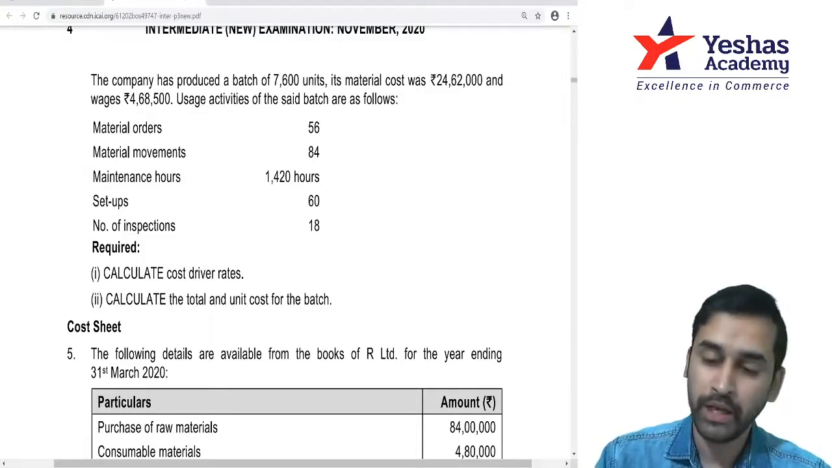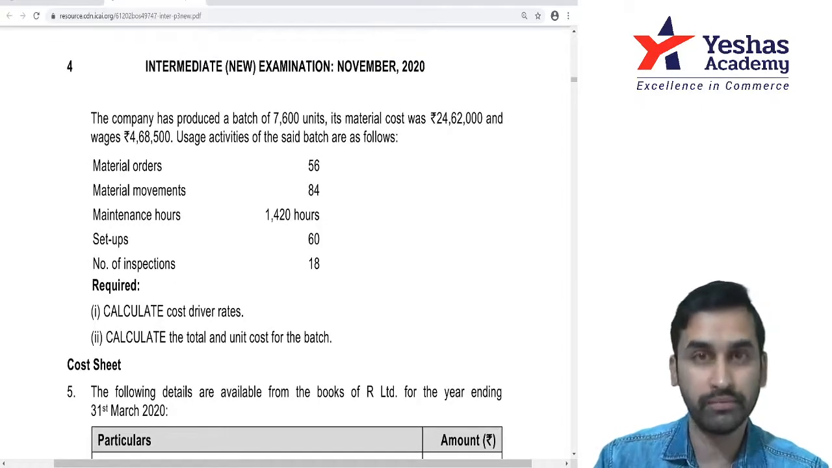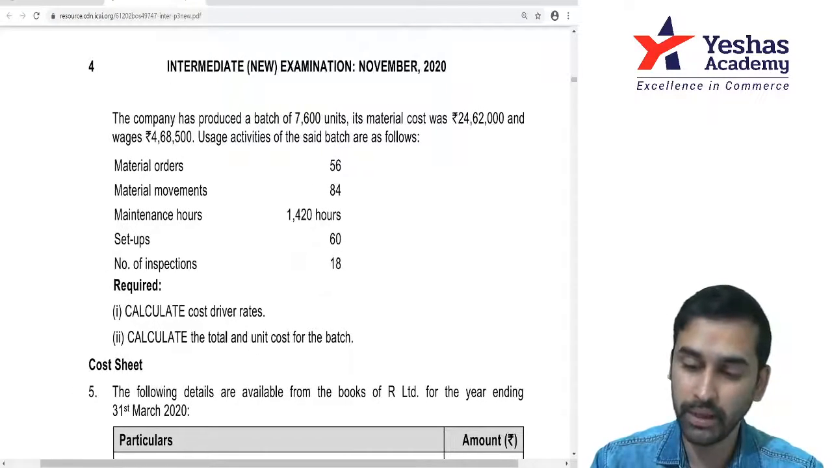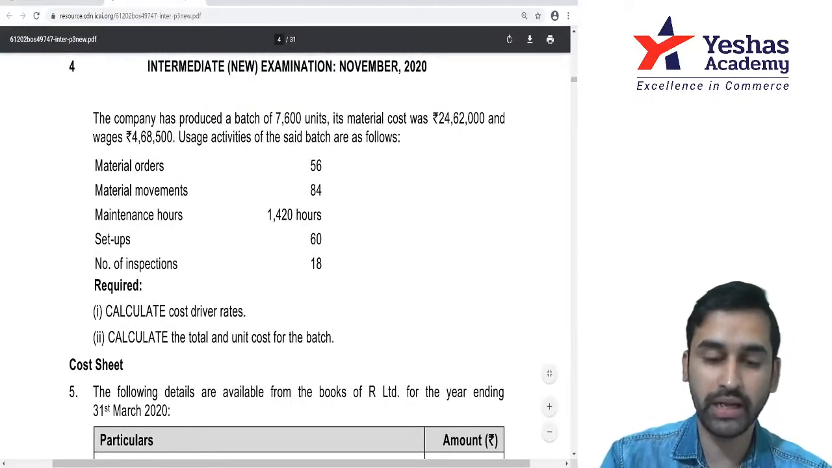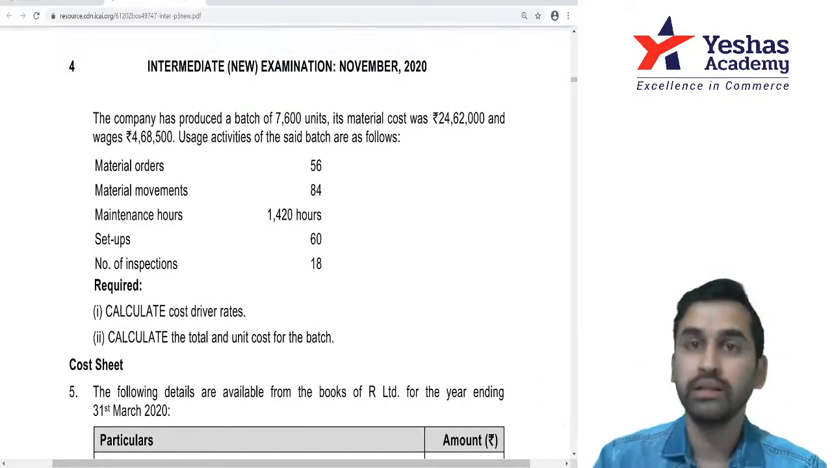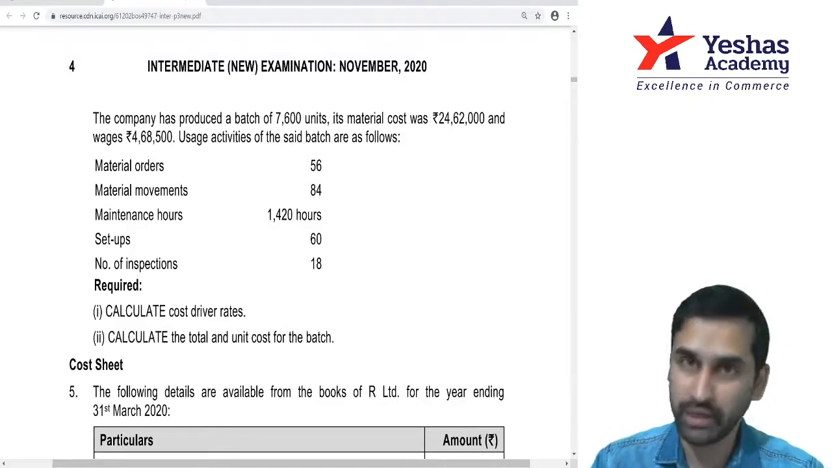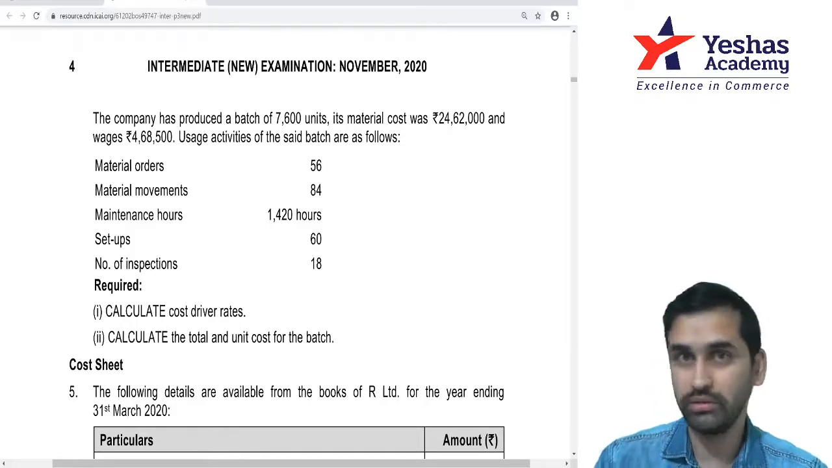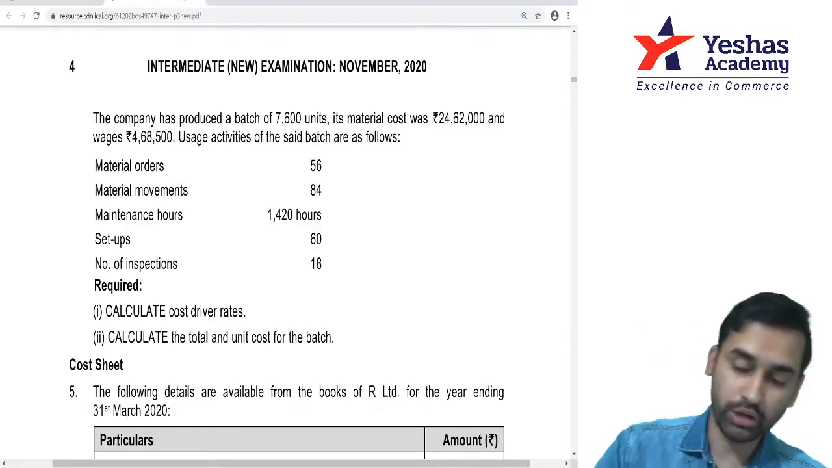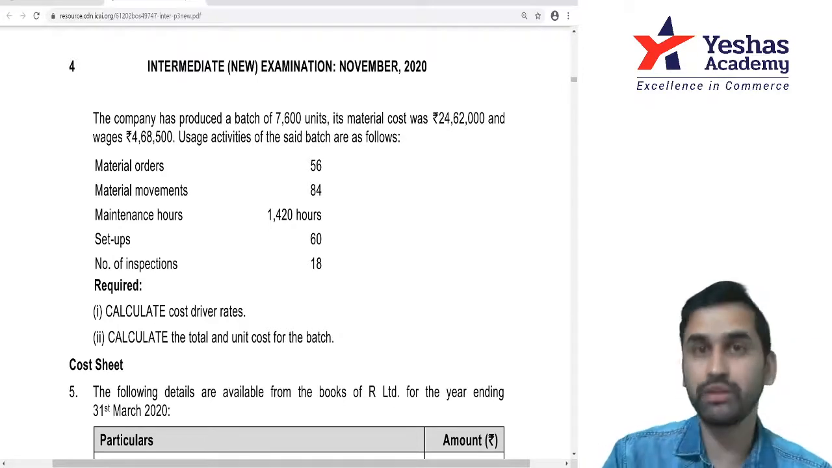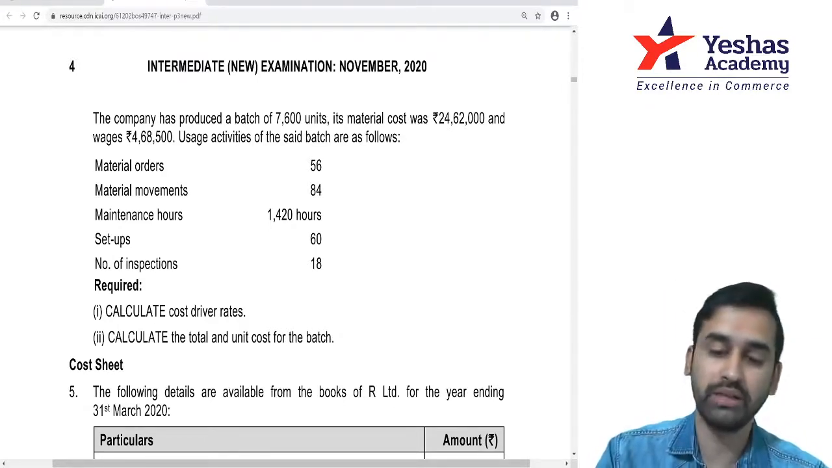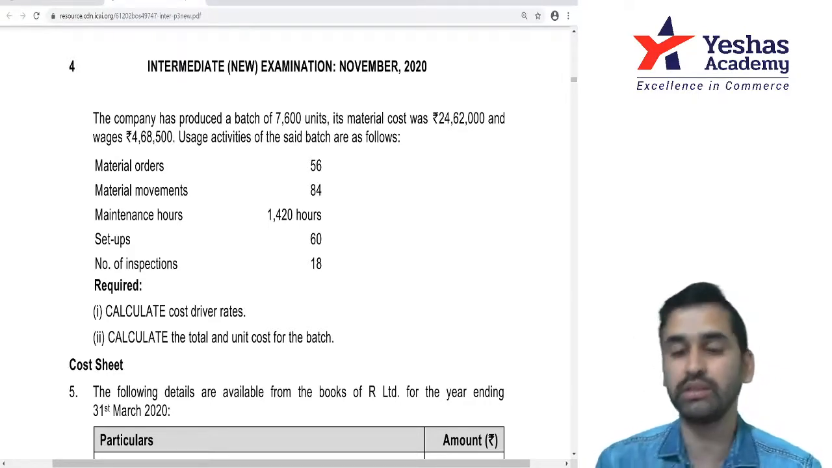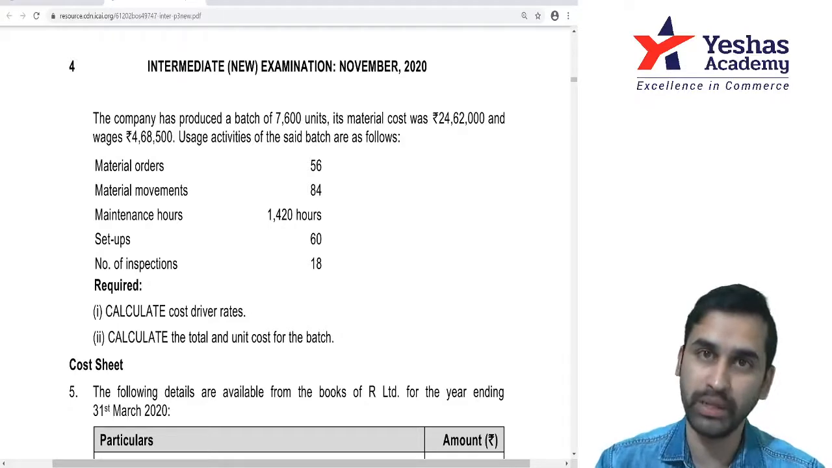Total cost means what? You have to take first material. Here 24,62,000. Material cost is here. Then labor cost 468,500. Correct. Then overhead cost, which you will get from the working note. By doing this you will get the total cost. They also want unit cost. That means you will have to divide it by number of units. 7,600 units they are saying, given already. So total cost by 7,600, you will get the answer as well.